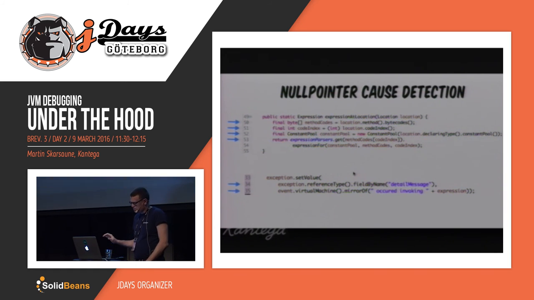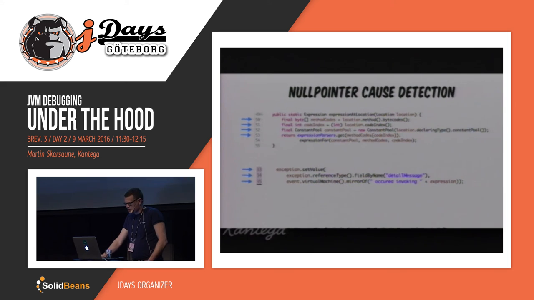I will have to, this is something special, in order for me to take a local string and make it a string value inside the target VM. And I simply set that into the value of the detail message on that exception.